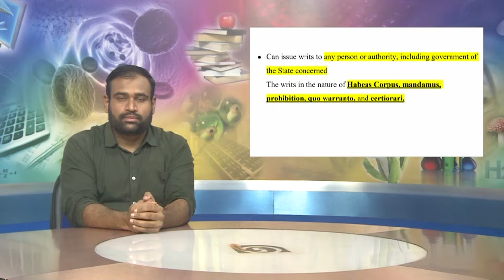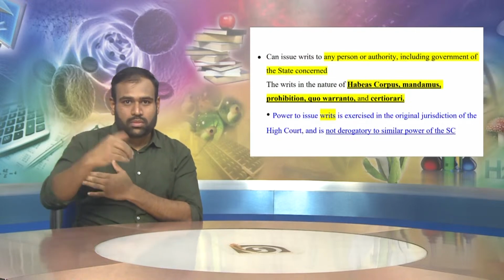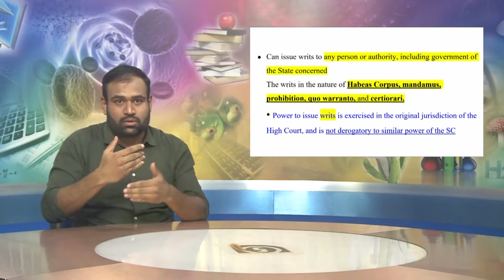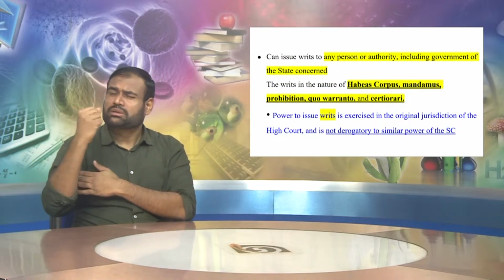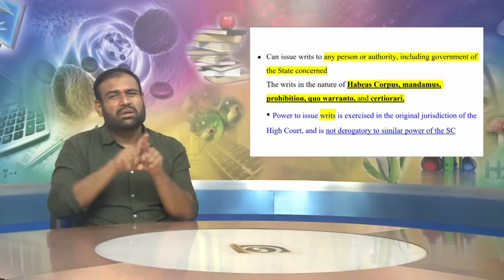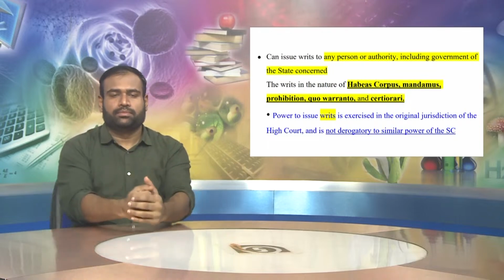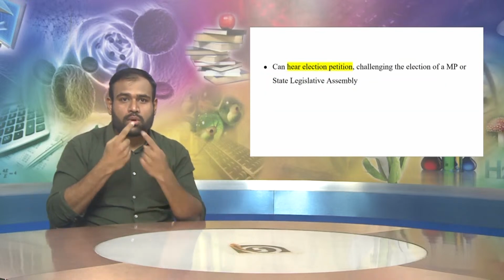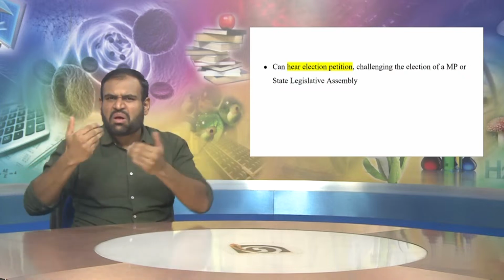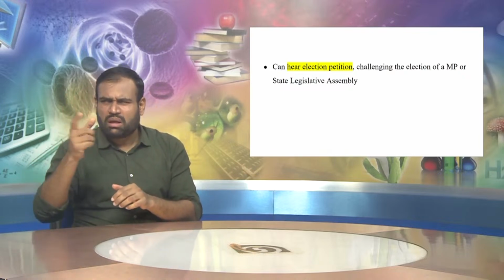The writs in the nature of habeas corpus, mandamus, prohibition, quo warranto and certiorari. The power to issue writs is an increase in the original jurisdiction of the High Courts and is not derogatory to similar powers of the Supreme Court. The High Court can hear election petitions challenging the election of an MP or state legislative assembly member.